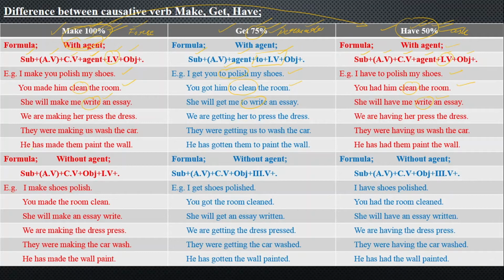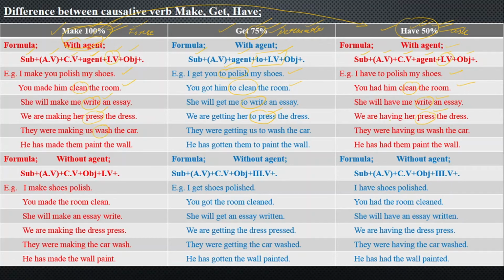Now next sentence is we are making her press the dress. Now here first form of the verb, and we are having her press the dress, again first form of the verb, but we are getting her to press the dress. Now here you can see the difference between the two, that make and have are same, whereas the causative verb get is different from this both just because of to plus first form of the verb, which is also known as full infinitive.